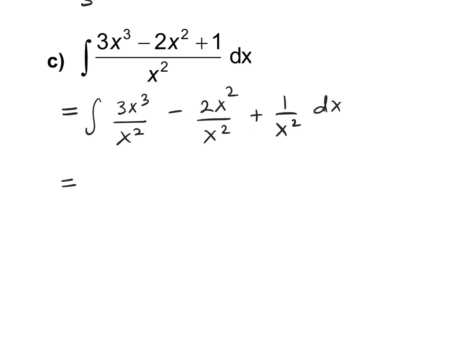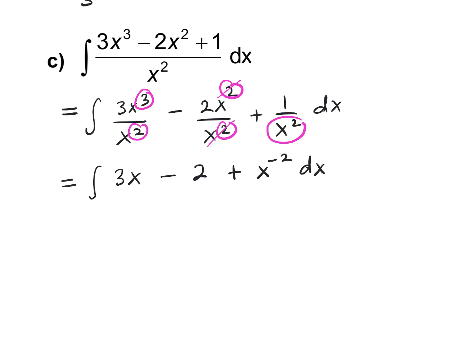So the first term you can simplify is, as you can see here, you have x to the power of 3, and this is x to the power of 2. So 3 minus 2, the index left is 1, so 3x to the power of 1. And then if you notice here, x to the power of 2 and x to the power of 2, these two obviously can be cancelled out, so just left 1. And the third term, we just have x to the power of 2 as denominator, so change the index to negative form, x to the power of -2 dx.